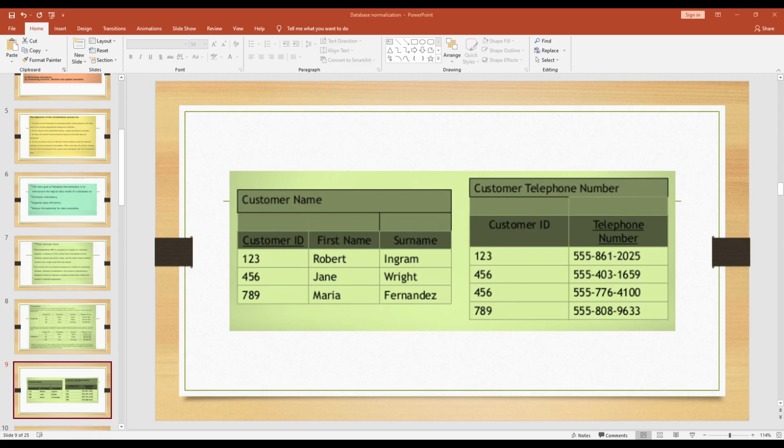Instead, each customer to telephone number link appears on its own record, with customer ID as key. A one-to-many relationship exists between the two tables. A record in the parent table, customer name, can have many telephone number records in the child table, customer telephone number, but each telephone number belongs to one, and only one customer. It is worth noting that this design meets the additional requirements for second and third normal form.